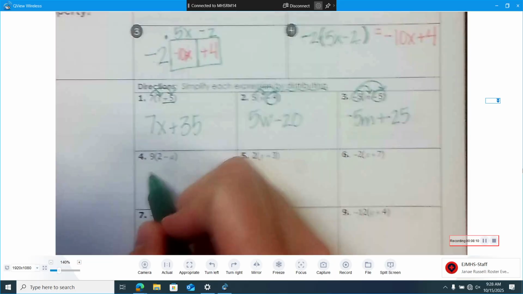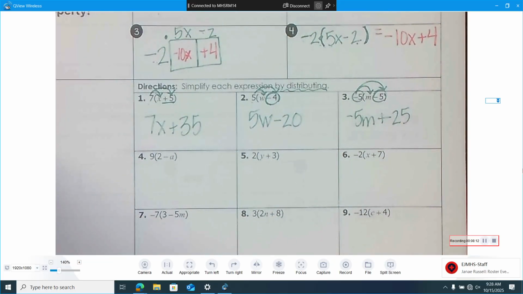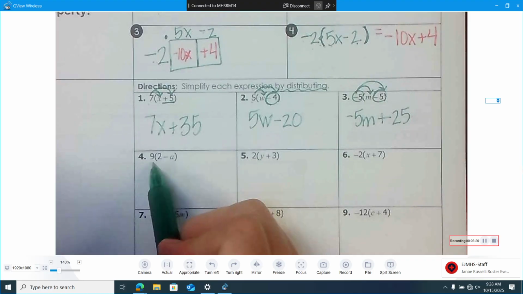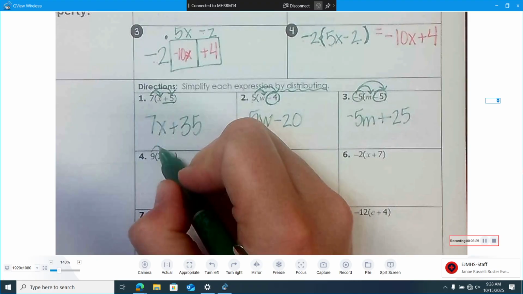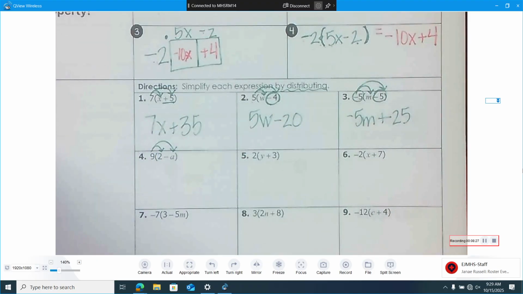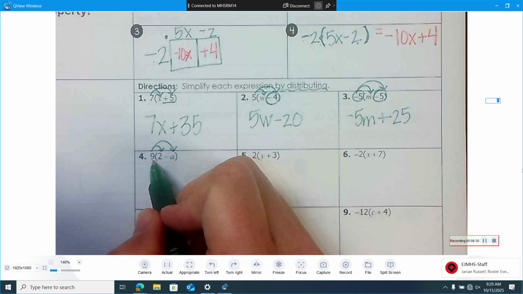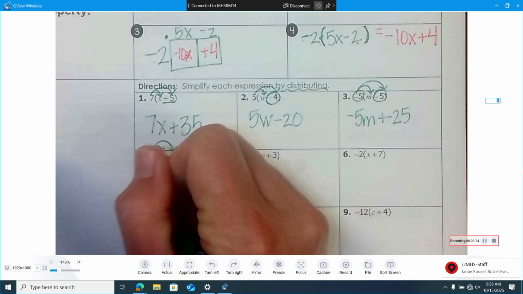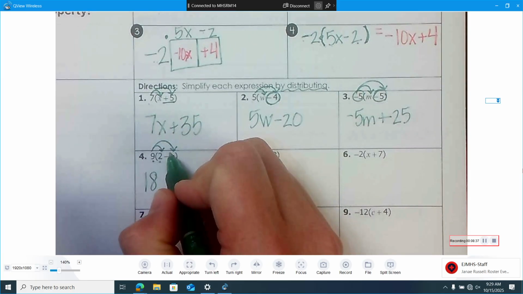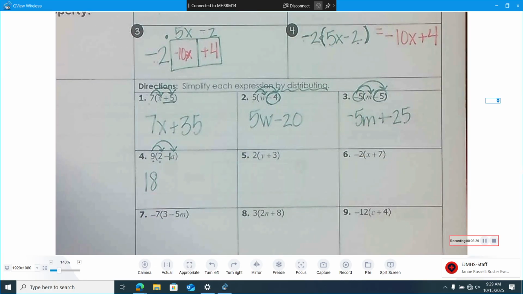Perfect. This last one, what's different about number 4? The number in the beginning instead of the letter in the beginning? Sure. Okay. But the process is still going to be exactly the same. I'm going to send my 9 into both items here. So 9 times 2. What's 9 times 2? 18. Very good. There is a negative 1 in front of the A. Very good. There's always a number, right? Because in order to have an A there, we must have the 1.